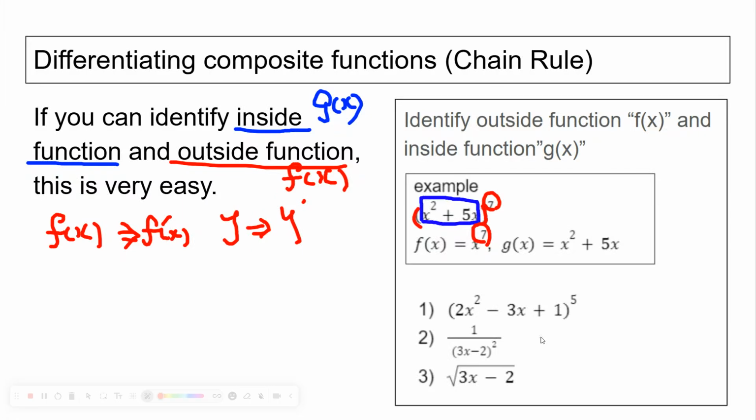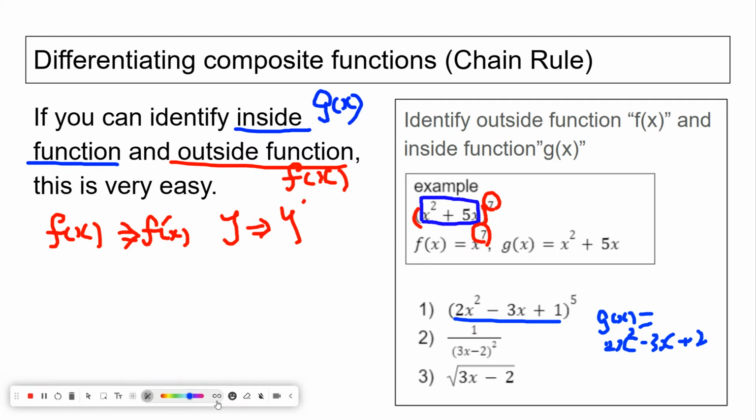Let's talk about the first question. Can you identify inside function, which is g(x)? Inside function is 2x squared minus 3x plus 1, isn't it? And what about outside function? Yes, f(x) is x to the power of 5. So that is inside function and outside function.